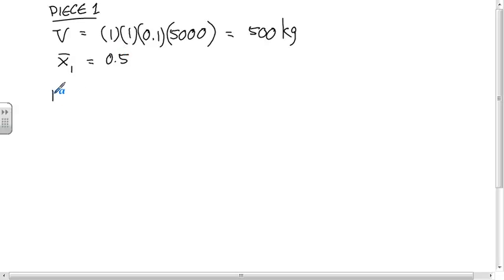And then for piece 2, the volume times density. This is the volume here. You just wrote V equals everything. Oh, thanks. Yeah. So that's the mass, yeah.